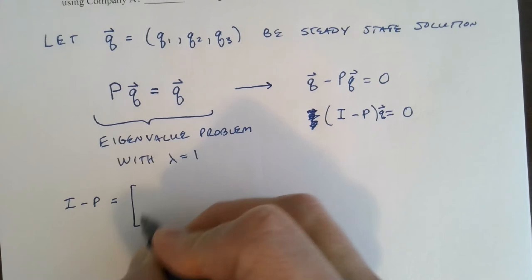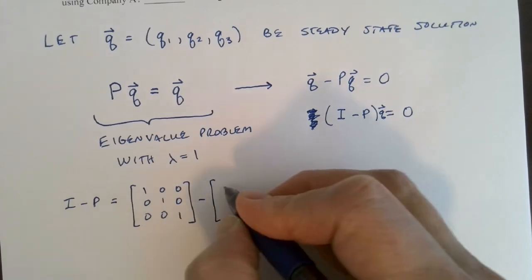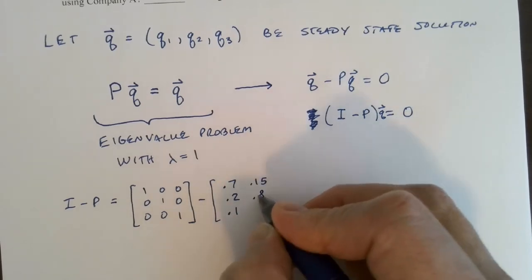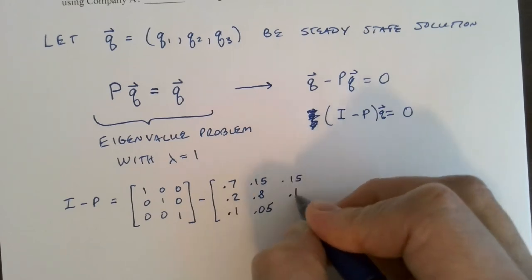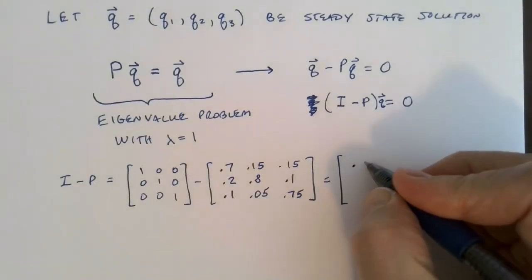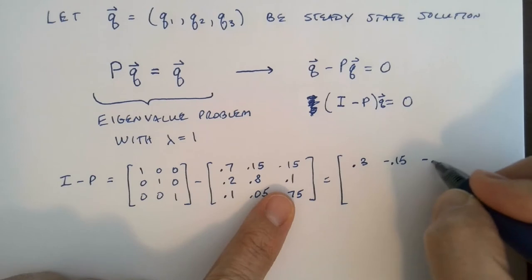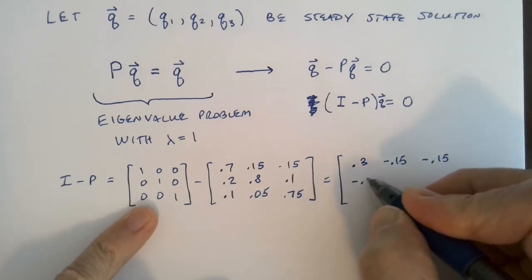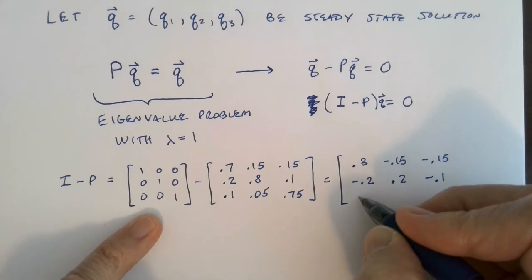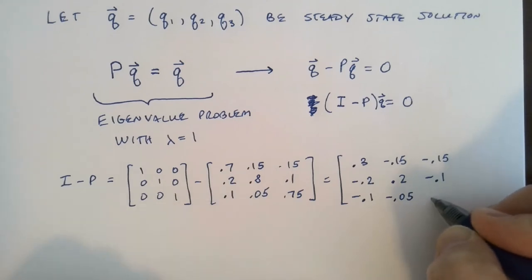and what is that? I is the 3x3 identity matrix, and P from the previous page when we were working on it was this. And so, very carefully, we do the subtraction. 1 minus 0.7 is 0.3. 0 minus 0.15 is negative 0.15. 0 minus 0.15 is negative 0.15. 0 minus 0.2, negative 0.2. 1 minus 0.8, positive 0.2. 0 minus 0.1, negative 0.1, and so on. And then 1 minus 0.75, 0.25.